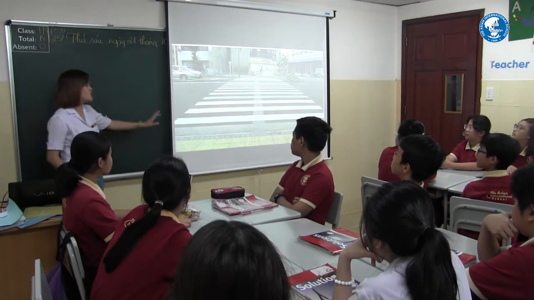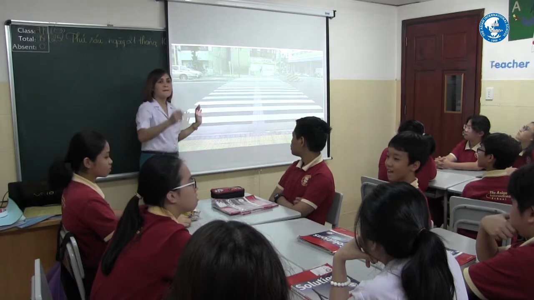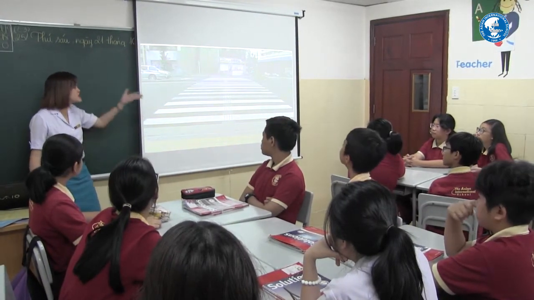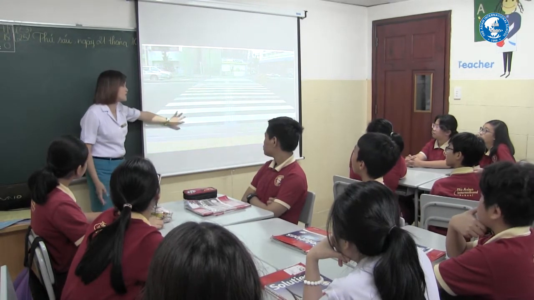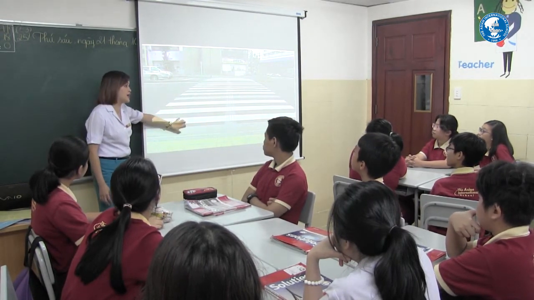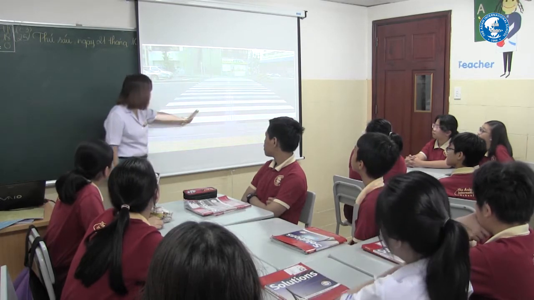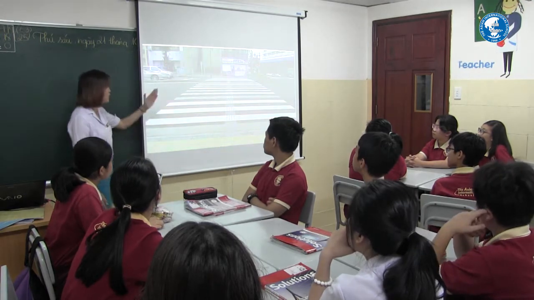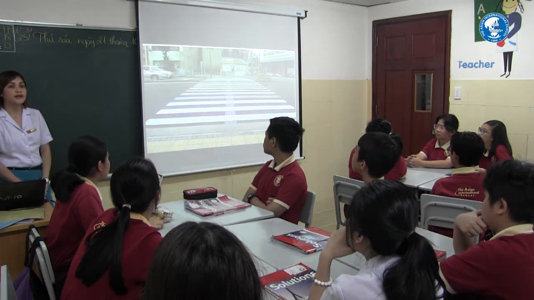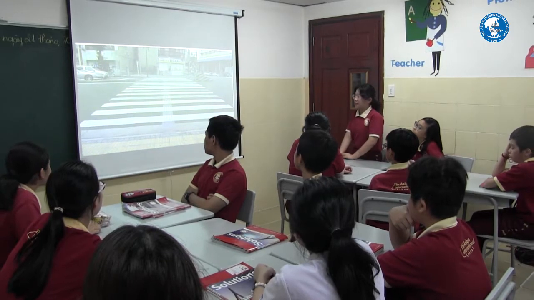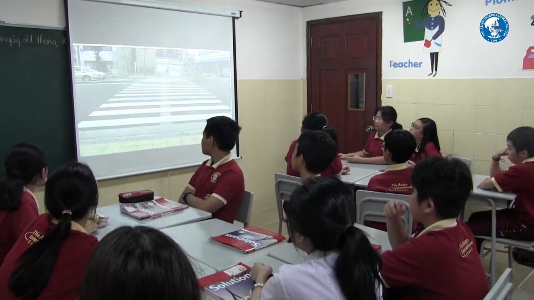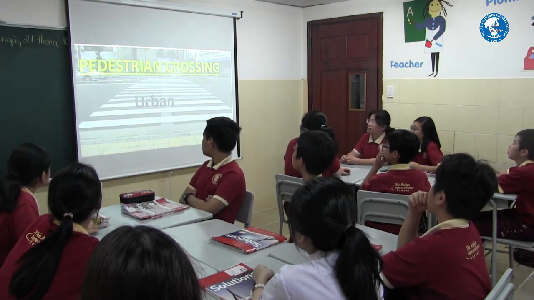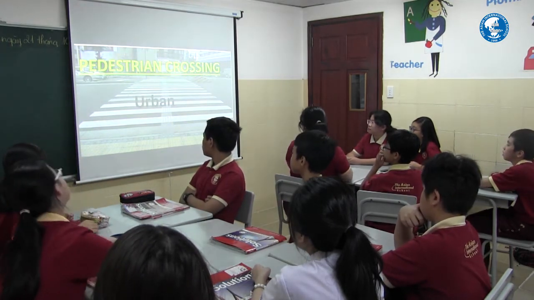Lane. A lane? No. Urban. This is a pedestrian crossing. What is the use of a pedestrian crossing? This is for the people, right? So why do you think people have to cross? If you want to cross the street, why do people must come here? For our safety. Okay, very good. For our safety, right? So let's check. Pedestrian crossing, and it's urban.